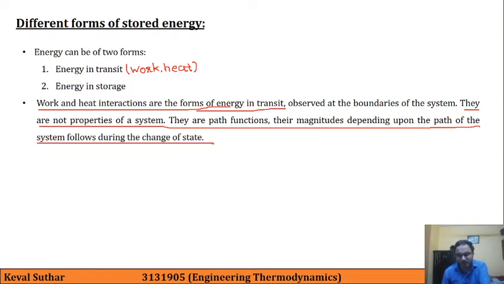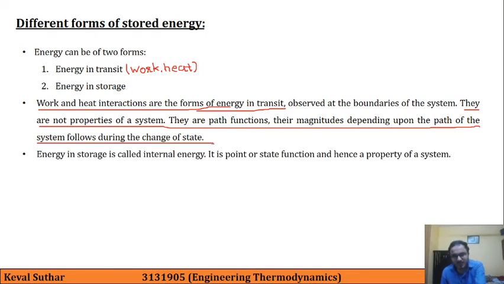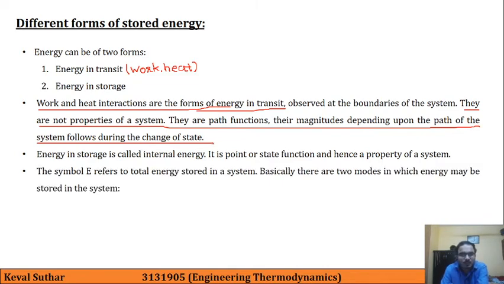Now we will see about energy in storage. Energy in storage is called internal energy, which we have proved as a property of the system in our previous slide. It is a point or a state function and hence a property of a system. Symbol E refers to total energy stored in the system. Basically, there are two modes in which the energy may be stored in the system. First is macroscopic energy mode and second is microscopic energy mode.